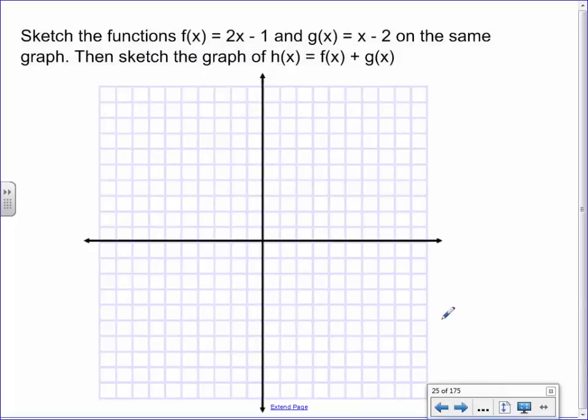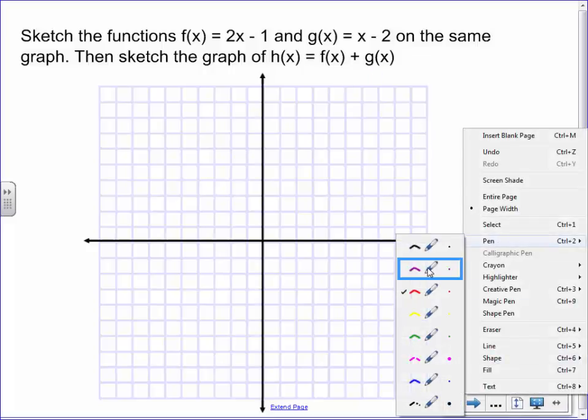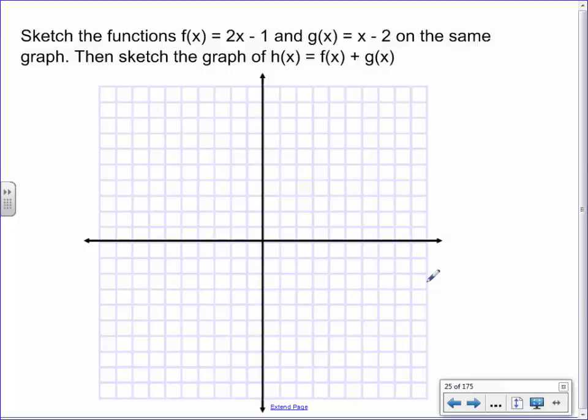Let's do an example. Let's sketch 2x minus 1 and x minus 2, and then let's try to figure out what adding them together would give us. I might rush just naturally because I know it's a Friday. Please slow me down if I need to, okay? We don't have to rush too much, but I do want to try to finish this today. If you guys have colors, it sure helps. If you don't have colors, then do something.